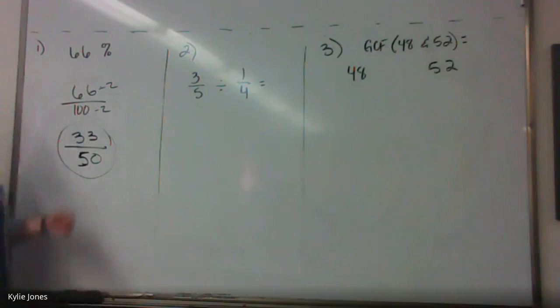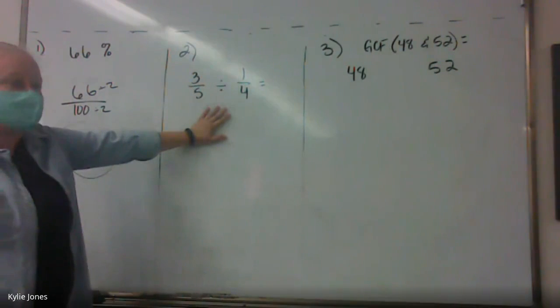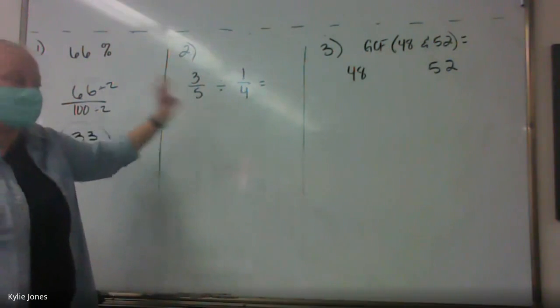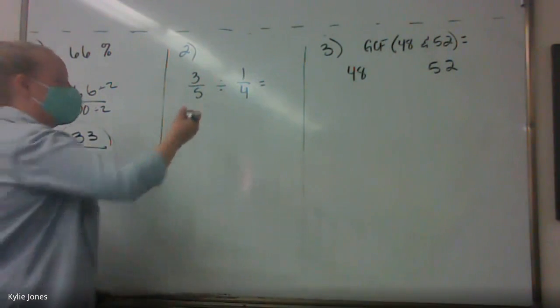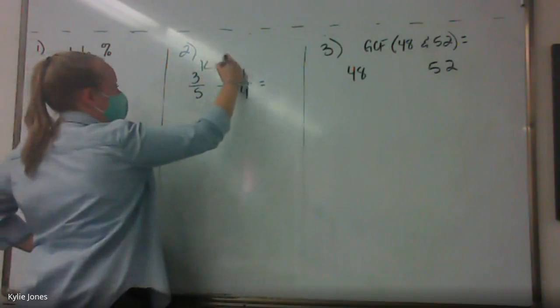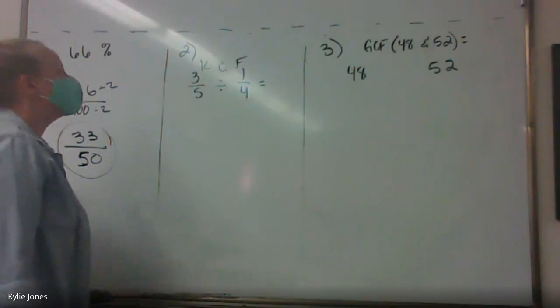Okay? Our next one, number 2. We're dividing these two fractions. They're already in fraction form. We don't need to make anything improper or anything like that. We just got to divide. What are the 3 letters we need to remember when we're dividing? KCF. Keep. Or KSF. Keep, switch, flip.